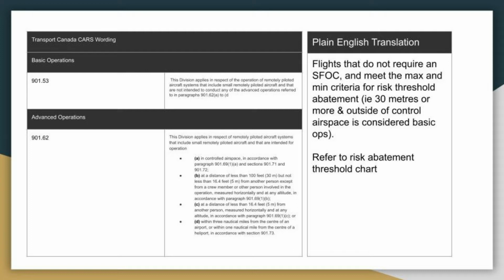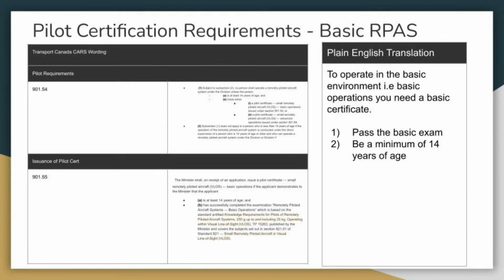So what this particular slide is advising us is that in order to operate in the basic environment, you must pass the basic exam and you must be a minimum of 14 years of age. Again, if you want to operate in the basic category, you need to pass that exam, and the minimum age is 14 for the issuance of a pilot certificate.